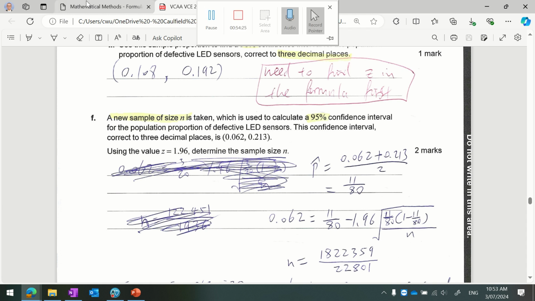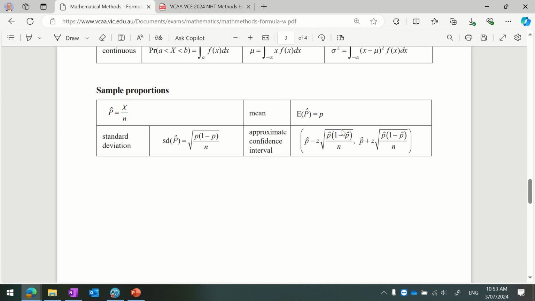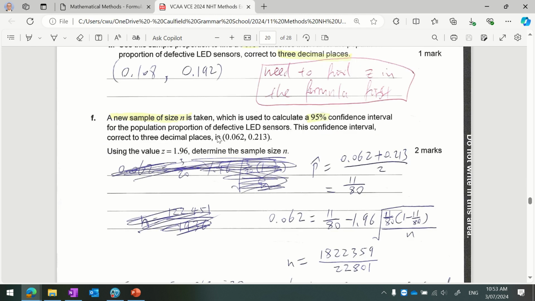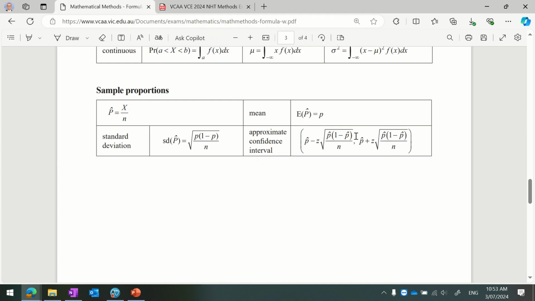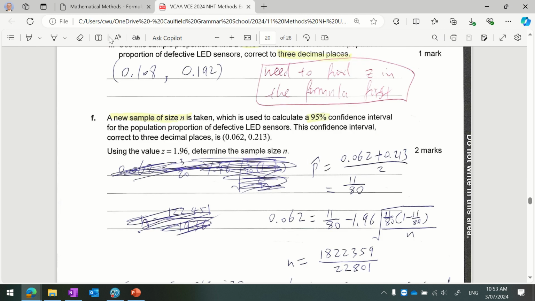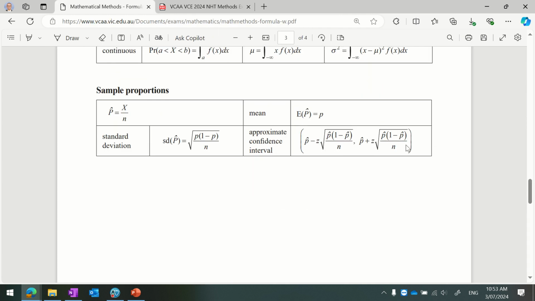Well, first thing is it is a confidence interval, so we're still using the same formula, but what is p hat, right? If you change the sample size, p hat is likely to change also. So we need to find p hat first. But if you understand what the confidence interval means, it's p hat minus a number and p hat plus the same number, right?